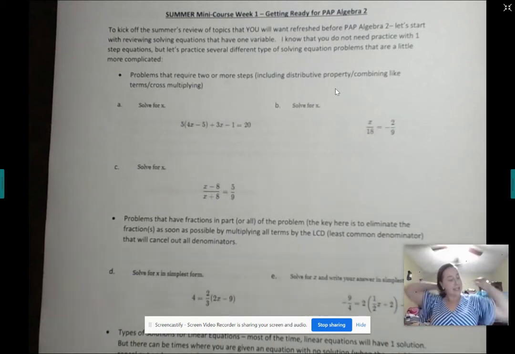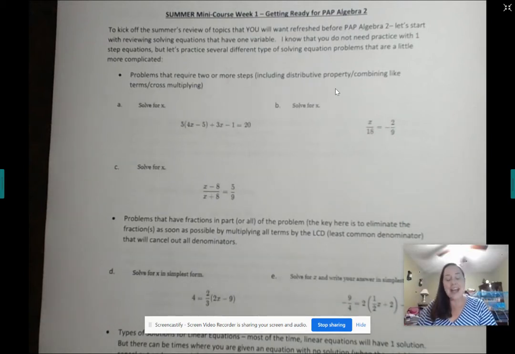I created this because I'm a pre-AP Algebra 2 teacher, and I knew there were some skills that I really wanted kids to come in being refreshed on and already remember how to do, so that when we start the first part of pre-AP Algebra 2, it doesn't have to be a struggle. It can be when you've let your brain go to mush all summer.